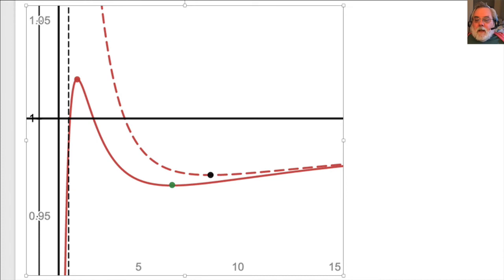Let's expand the diagram to look at energies near the black horizontal line, the rest mass energy mc squared. So we're not looking all the way down towards zero anymore. We're looking in the region of 1.